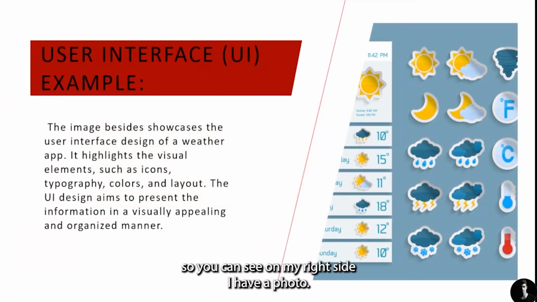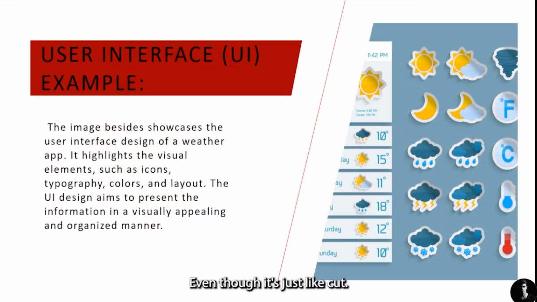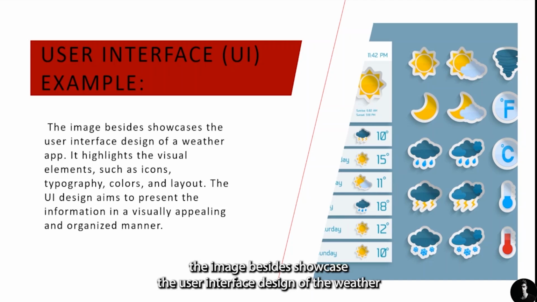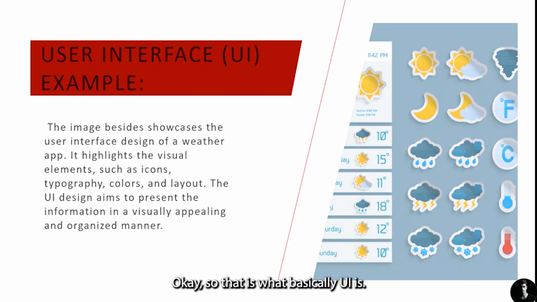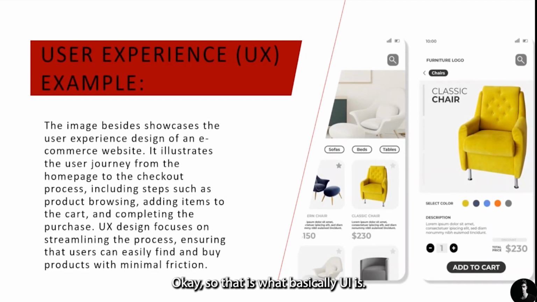So, to better understand the difference between UI and UX, let's take a look at some visual examples. You can see on my right side I have a photo, even though it's cut. User interface, UI example. The image beside showcases the user interface design of a weather app. It highlights the visual elements such as icons, typography, colors, and layouts. The UI design aims to present the information in a visually appealing and organized manner. Okay, so that is what basically UI is.